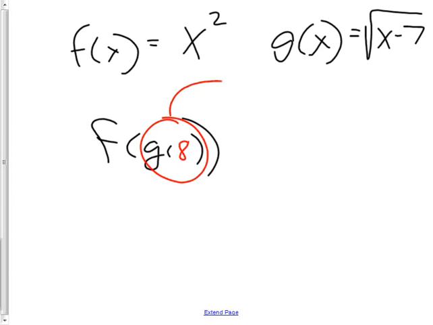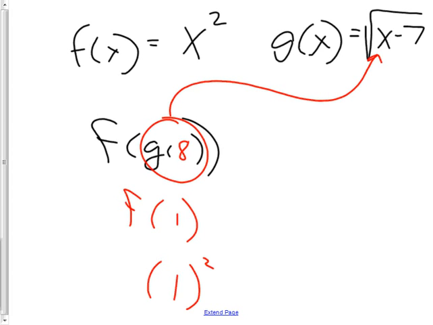Okay, so you start with g of 8. 8 goes in there. 8 minus 7 is 1. Square root of 1 is 1. So it's really f of 1. Well, what's f of 1? Just stick a 1 in the x squared function. Empty spot, squared. Stick in a 1. 1 squared is 1. Raise your hand if you had 1. Okay, good.